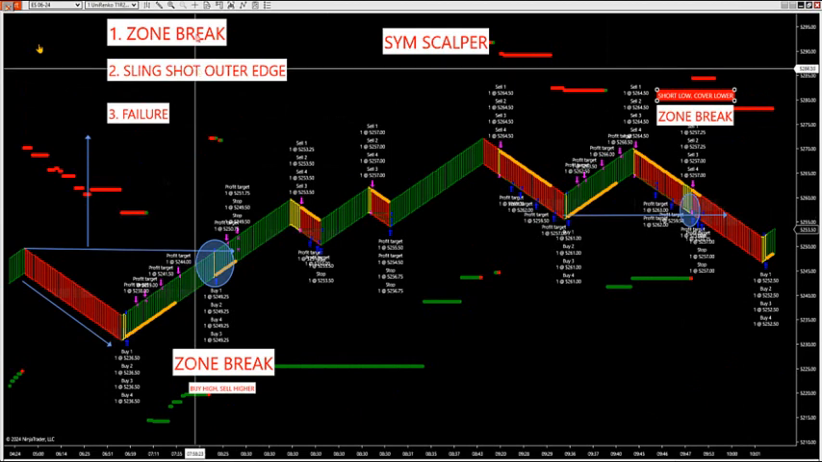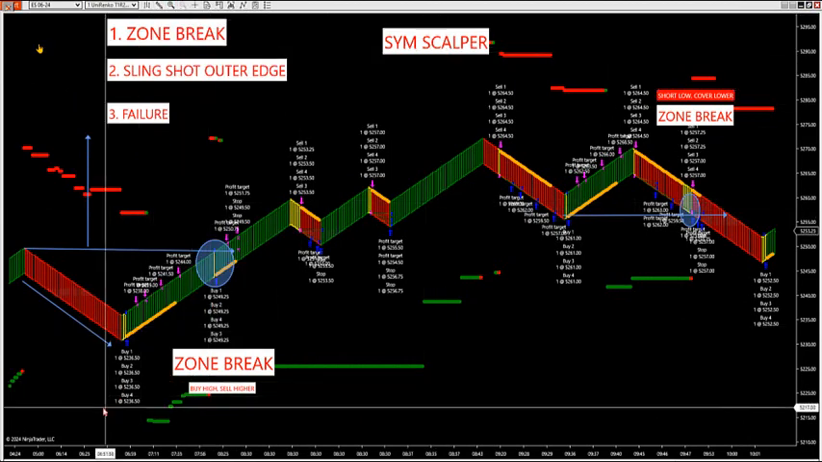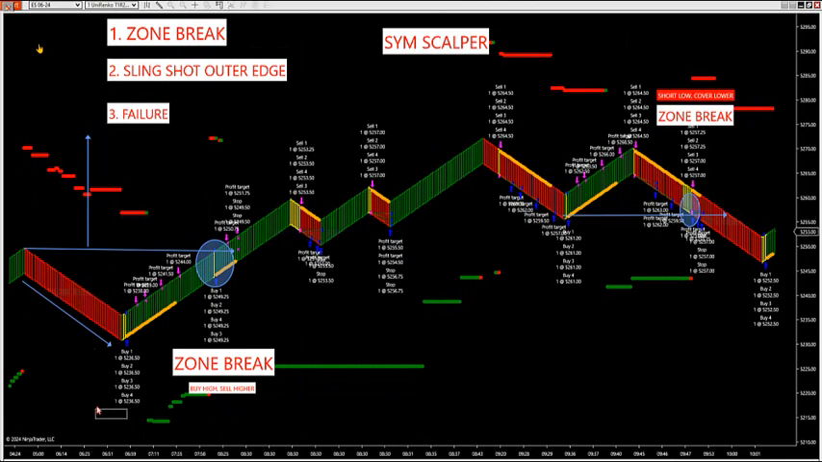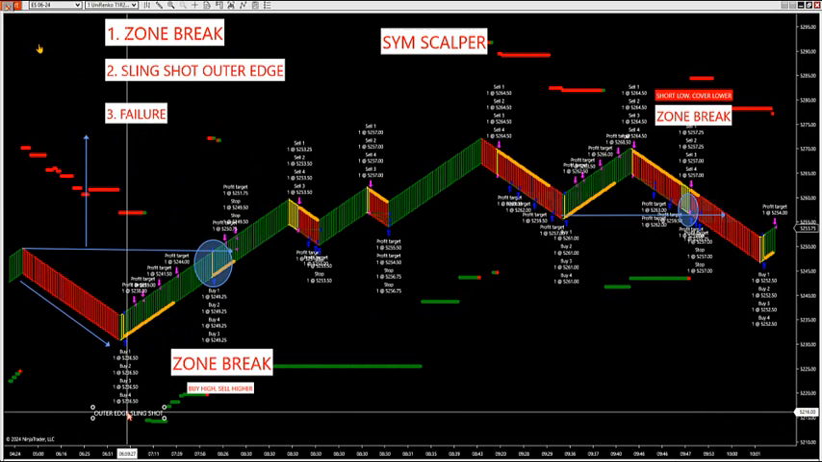The second trade setup we have in the room that this SymmScalper will pick up is called outer edges. This scalper is known for calling these swings. It's called the swing high now after midnight, the swing high, even after news. Outer edge slingshot, right here. What an outer edge slingshot does is this.